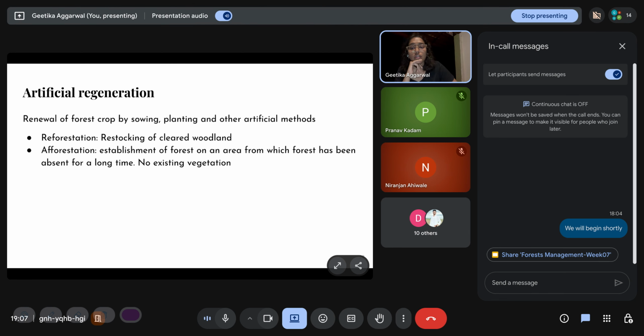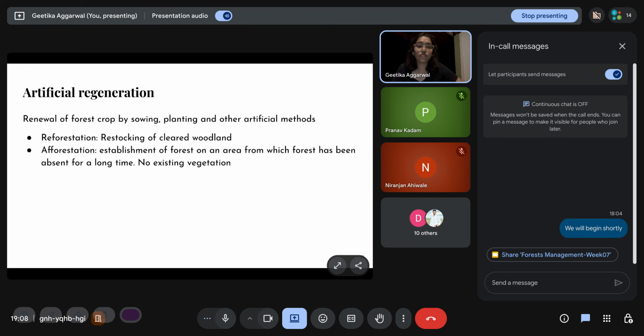It can help with reforestation and afforestation. So afforestation cannot be carried out by natural regeneration. Why is that? Because afforestation means that you're trying to develop a forest in an area which has been fallow for a long time. There has been no forest in that area. There is no existing vegetation. So if there's no existing vegetation in that area for a long time, there cannot be any natural regeneration in that area. So artificial regeneration can help with that, and it can help with reforestation.